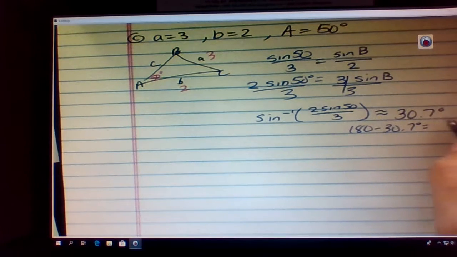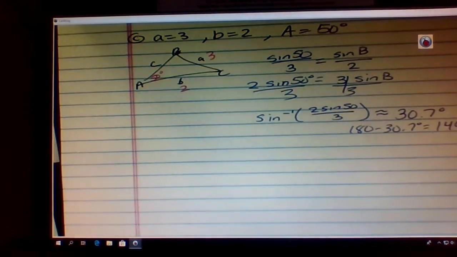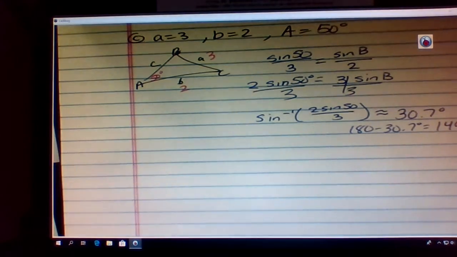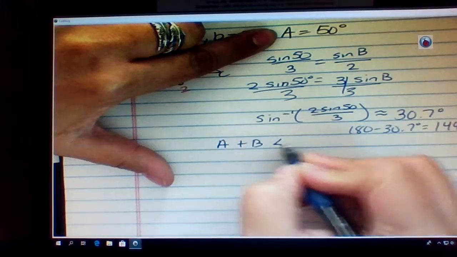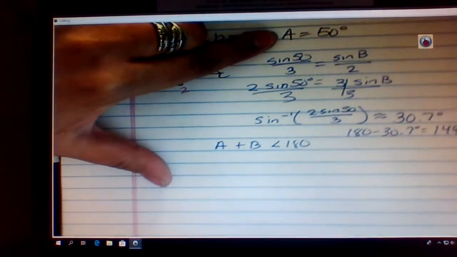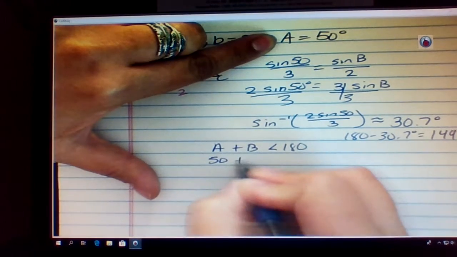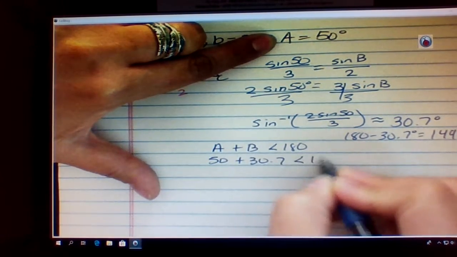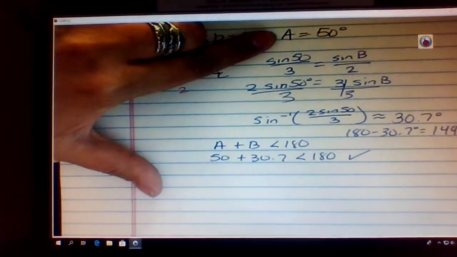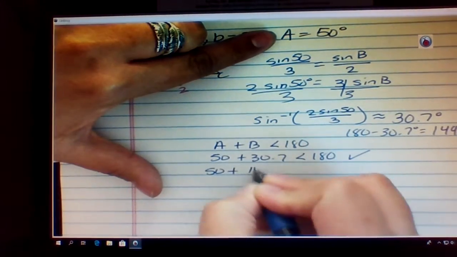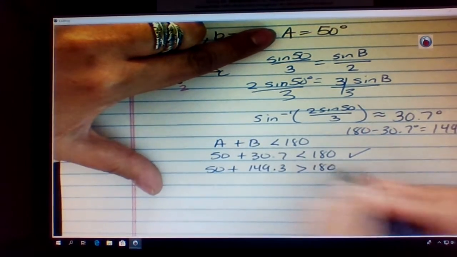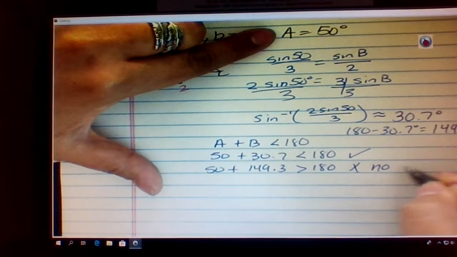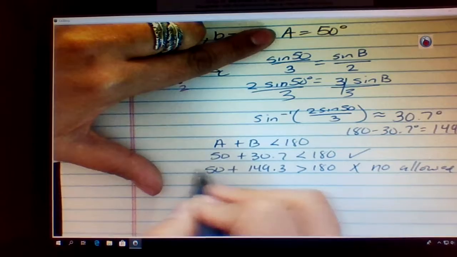That is 149.3. Now, how do you know if you're going to have 1 or 2 triangles? What you're going to have to do is take angle A plus B and make sure that it is less than 180. So A here is 50 plus the 30.7. Is that less than 180? Yes, so the 30.7 is going to work. But what is 50 plus 149.3? That's going to go over 180, so we don't use this one. Not allowed. We forget about the 149.3.